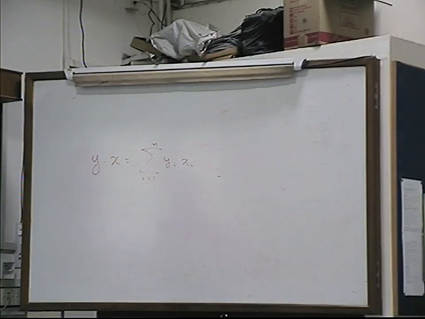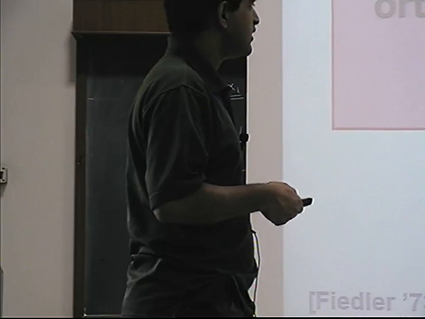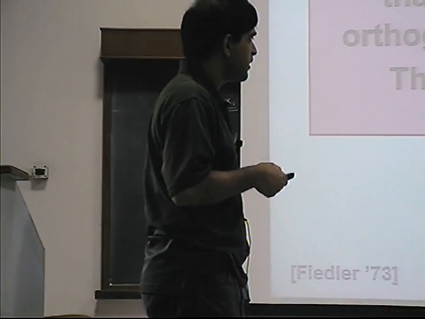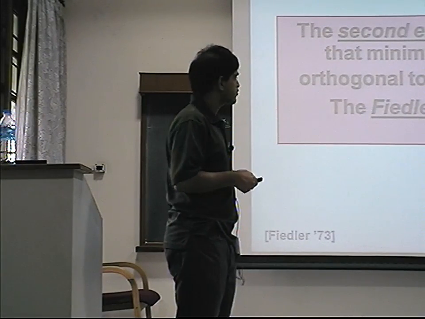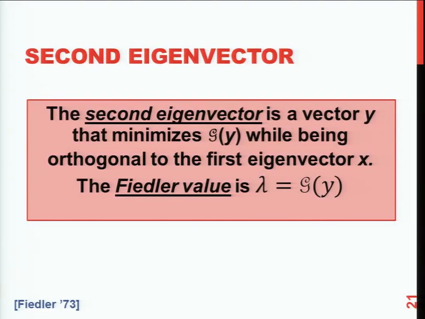Geometrically this corresponds to two vectors that are perpendicular to each other. So you want to find a vector that minimizes g of y while being orthogonal to the first eigenvector. And this minimum value of g of y, over y orthogonal to the first eigenvector, is called lambda. It's called the second eigenvalue or the Fiedler value, in honor of Miroslav Fiedler, who first introduced this number in this context.